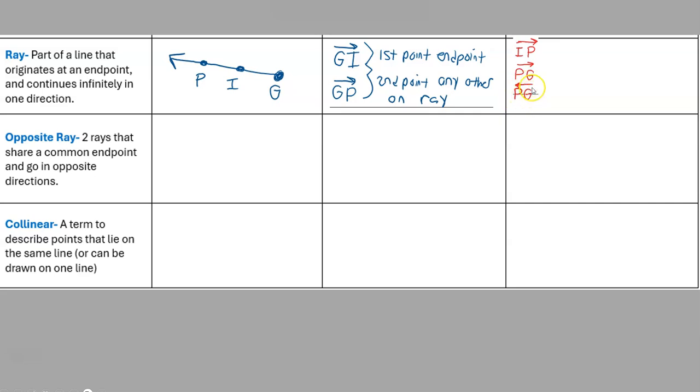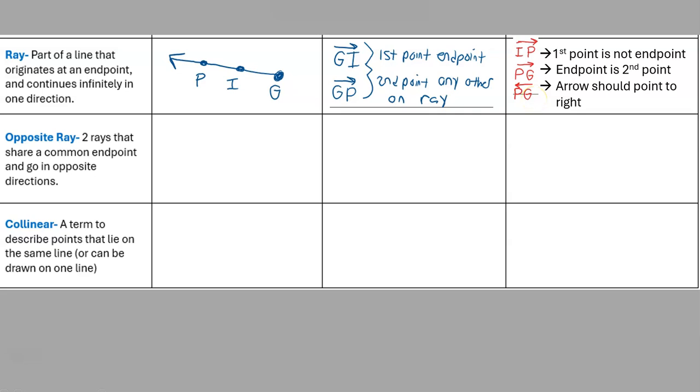This one's typically frowned upon because general geometric notation is always going to have the endpoint written first and the direction written second. And so there are your 3 reasons why these are non-examples.